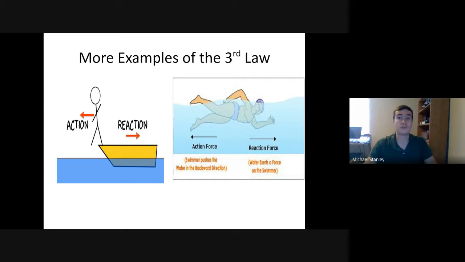All of this is due to that third law of motion. Force on an object will be met with an equal and opposite force. Action and reaction.